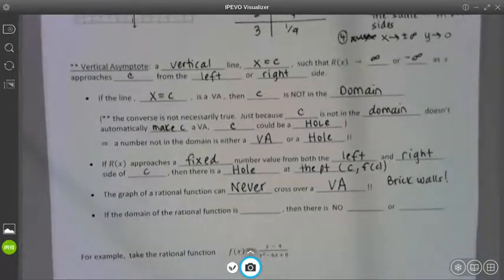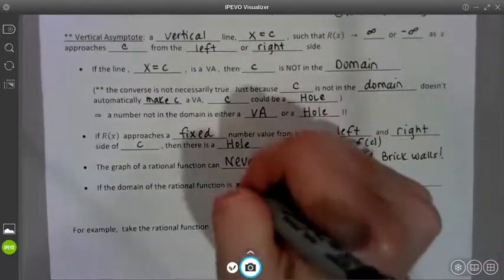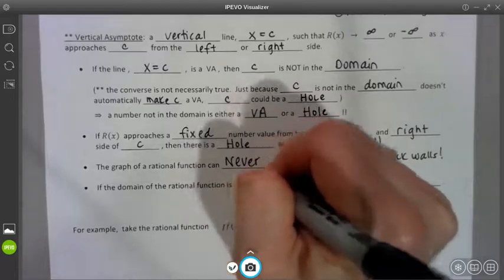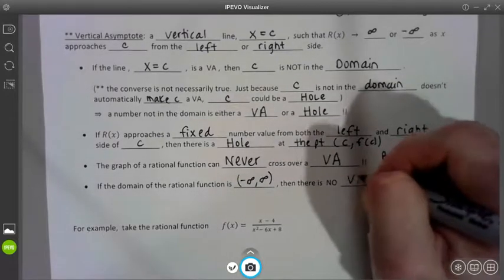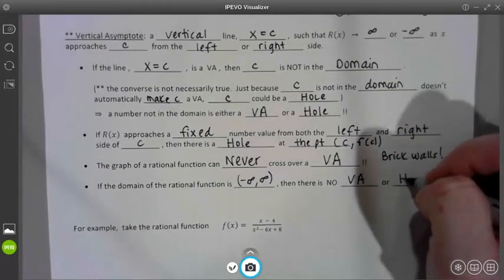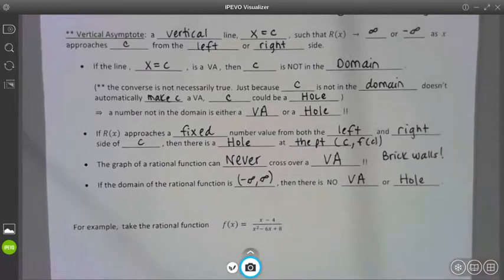All right. If the domain of a rational function is, let's just say, all real numbers, let's say there were no bad guys, there were no numbers that made the bottom equal 0, then there is not going to be a VA, a vertical asymptote, or a hole. There will be no VA and there will be no hole if the domain is all real numbers.